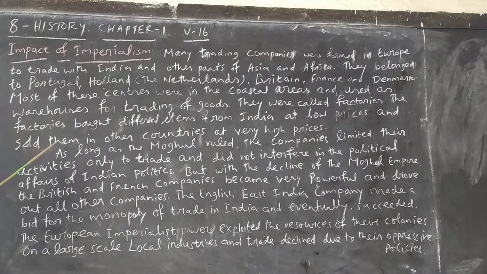What are the names of the countries? Britain, France, Holland, Germany, Poland, Portuguese, Spain, they are all European countries. So many companies came to India and other parts of Asia and Africa to do business. They belong to namely 5 countries, very important countries.